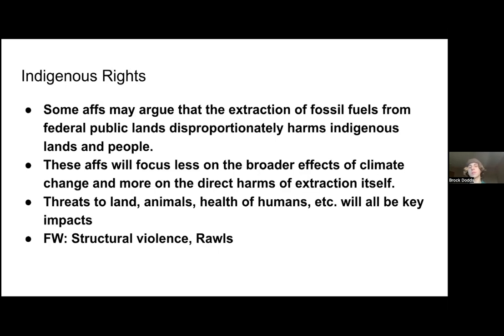Things like threats to land, animals, health of humans, etc., will be key impacts, especially because, as we've noted, a lot of these federal public lands are very close to indigenous communities. They're oftentimes on lands that were forcibly taken from indigenous groups, and now the government's coming in and allowing people to sort of destroy the environment on these lands. So this would be a very strong affirmative argument that sort of takes a different approach rather than just going for extinction. So in terms of framework, things like structural violence, maybe Rawls's veil of ignorance, Rawlsian conception of justice will be good ones here.